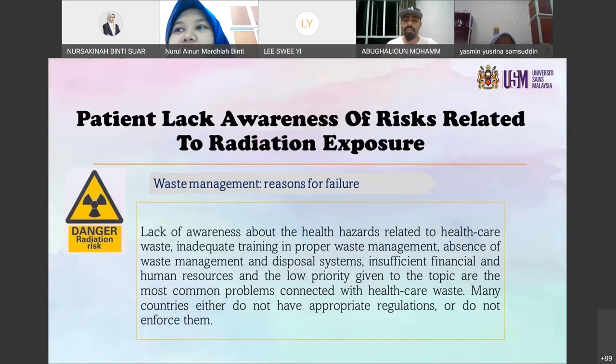Patients lack awareness of risks related to radiation exposure. Reasons for failure of waste management: lack of awareness about the health hazards related to healthcare waste, inadequate training in proper waste management, absence of waste management and disposal systems, insufficient financial and human resources, and the low priority given to the topic are the most common problems connected with healthcare waste. Many countries either don't have appropriate regulation or don't enforce them.